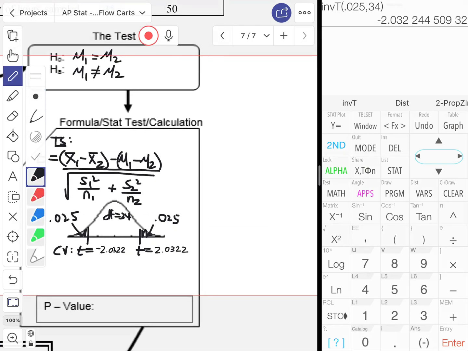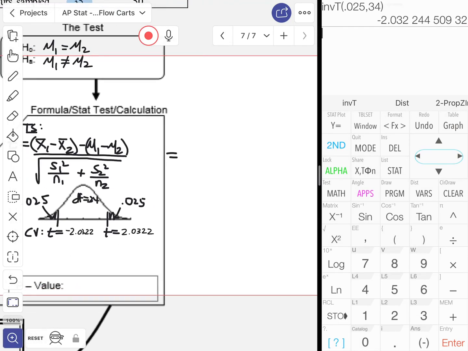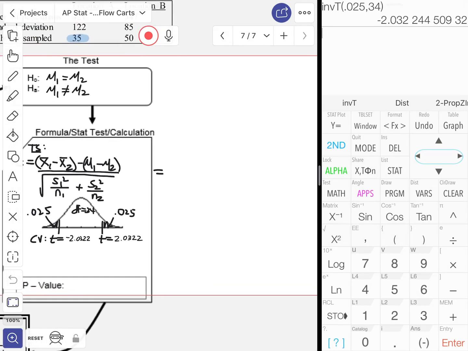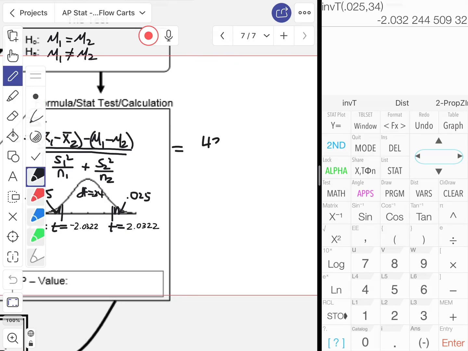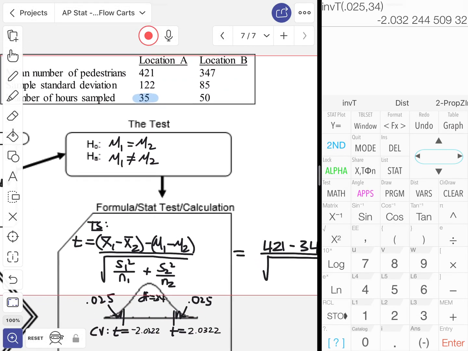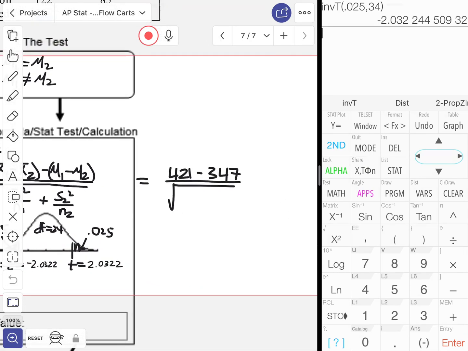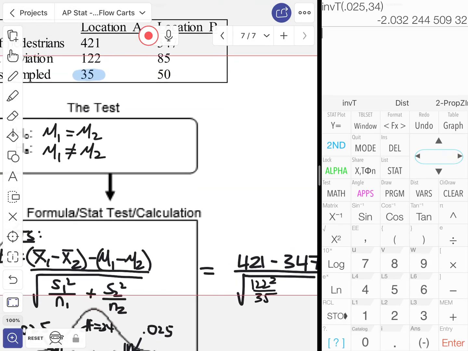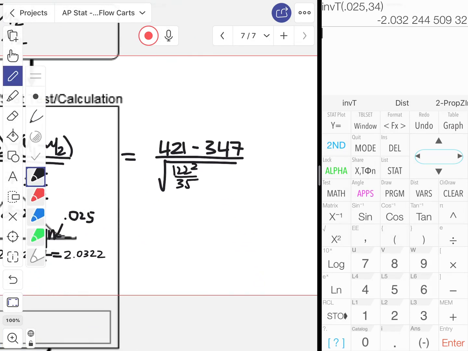All right, so for our test statistic, I'll just do that on the outside of the box. All the information is given to us: mean number of pedestrians, sample standard deviation, hours, all that good stuff. So we can just pop it right in. 421 minus 347. I forgot everything else. 122 squared over 35, and 85 squared over 50. So just crunching some numbers.